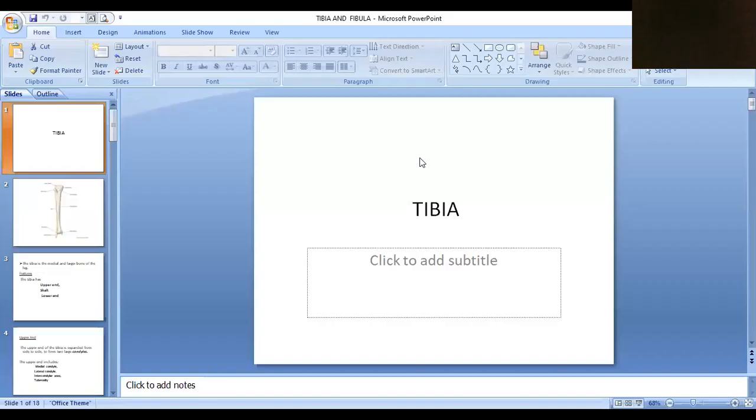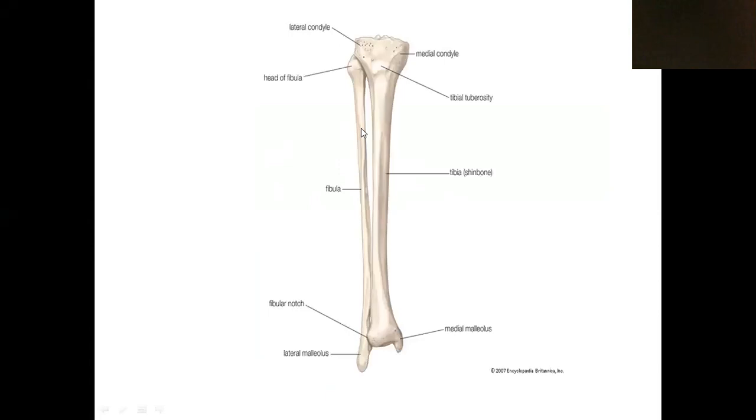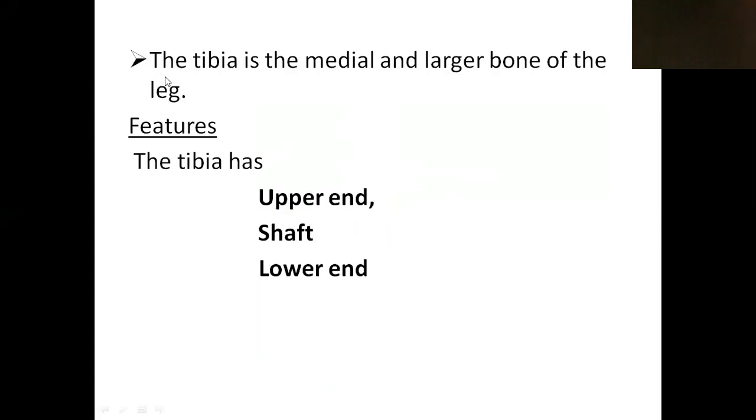Dear students, now we are going to see the bones of the leg. What are the bones of the leg? We have two bones in the leg, tibia and fibula. See, these are the two bones of the leg. This medial bone is the tibia, and this one, the lateral bone, is the fibula. Now, first we are going to see the features of the tibia.